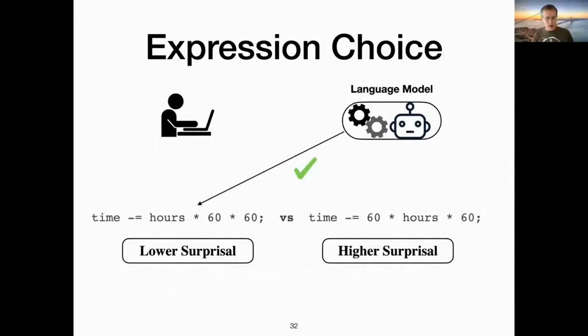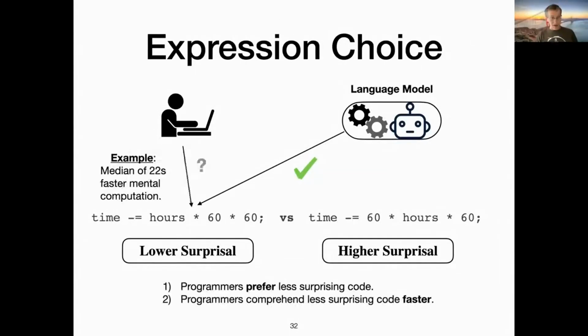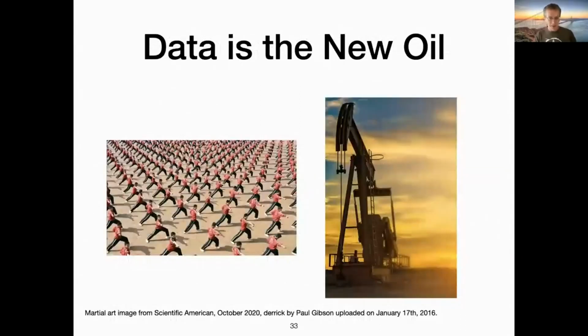Casey, Prem, and Emily conducted an elegant experiment to do just that. They correlated surprisal with mental computation. And they found that developers prefer less surprising code and comprehend it faster. When the two channels are in sync, using both provides more training data.